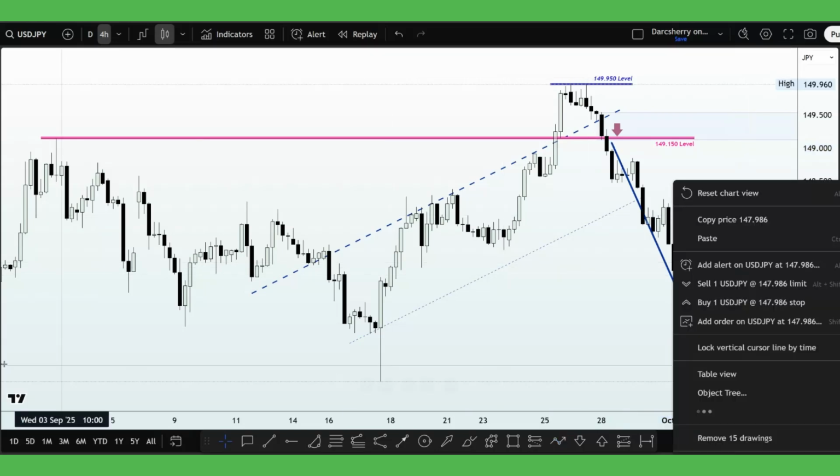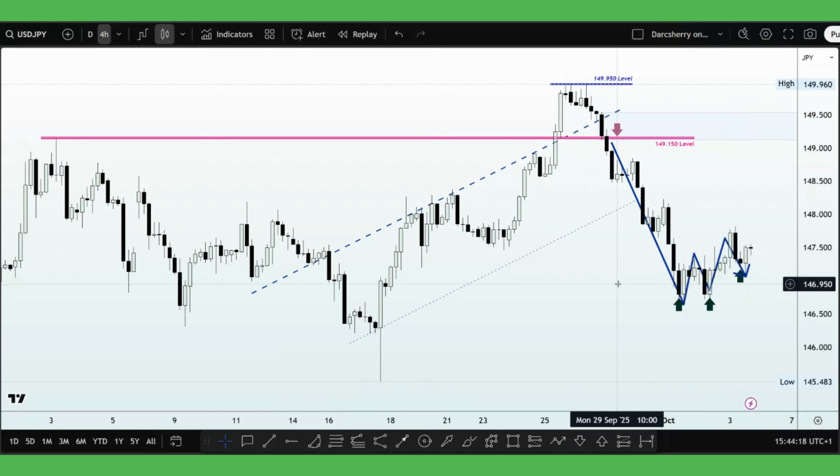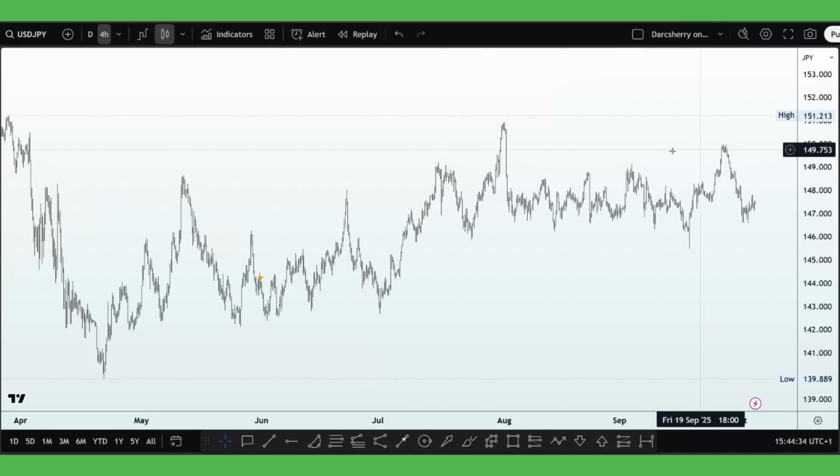As you can see. Now, the real question is: is this just a pause before buyers take back control, or are sellers ready to push for a bigger move to the downside? Now, to help me answer this question, I have a new structure on the 4 hours time frame here. And despite that strong sell-off we saw last week, I was able to identify an ascending trend line that started way back in April of this year.